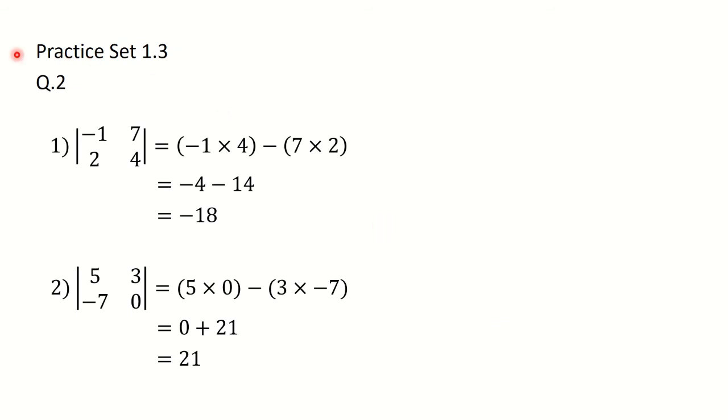Practice set 1.3. From that, question number 2 is here. Question number 1 is an activity which you can do by yourself. In question number 2, you can see the 2 questions are solved. This is the determinant, minus 1 into 4. It is written here. Minus sign is there by default, and 7 into 2 is written here. So, minus 1 into 4 is minus 4. And here 7 into 2, but minus sign outside, so minus 14. So, the answer is minus 18. Similarly, this is also solved. Let us go further.